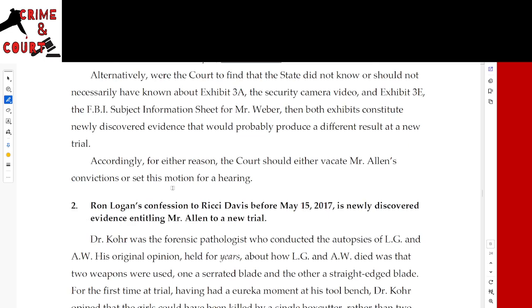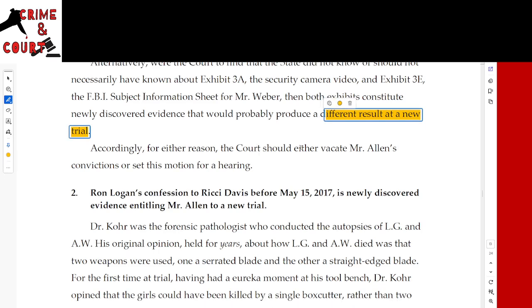Alternatively, were the court to find that the state did not know or should not necessarily have known about Exhibit 3A, the security camera video, and Exhibit 3E, the FBI subject information sheet for Mr. Weber, then both exhibits constitute newly discovered evidence that would probably produce a different result at a new trial. That's the key: if people had known this information at trial, would there be a different outcome? And it seems likely that there could have been, because based on the juror talking about the van, that's what did it for her. Accordingly, for either reason, the court should either vacate Mr. Allen's conviction altogether, that is the proper remedy, or they're asking, if you don't want to do that, then set a motion for hearing. And that's where I'm going to leave you.